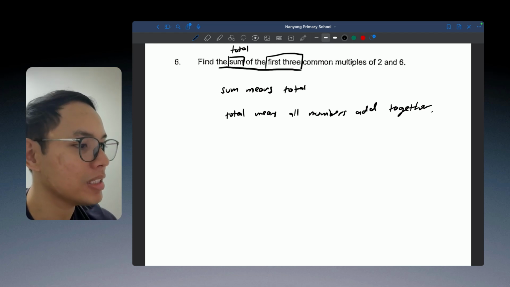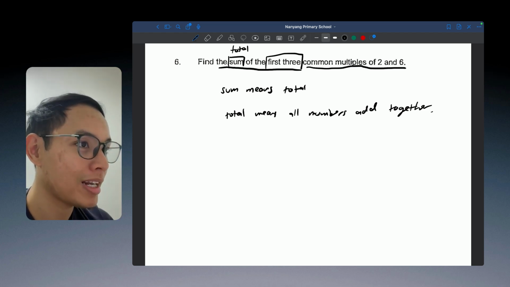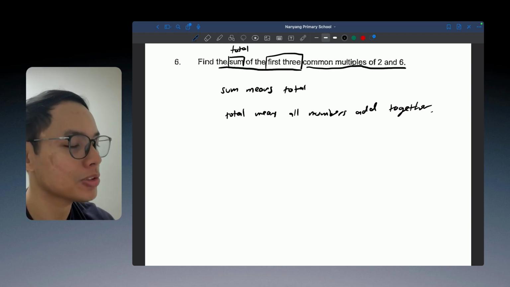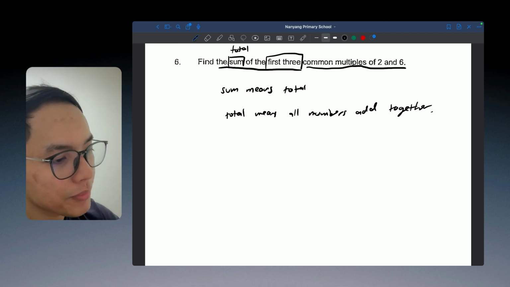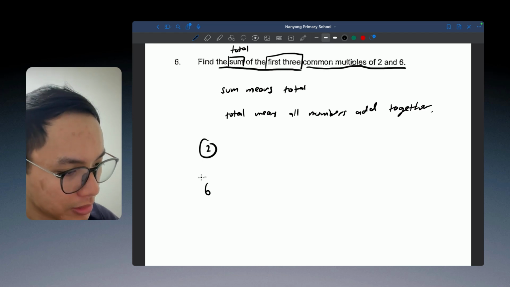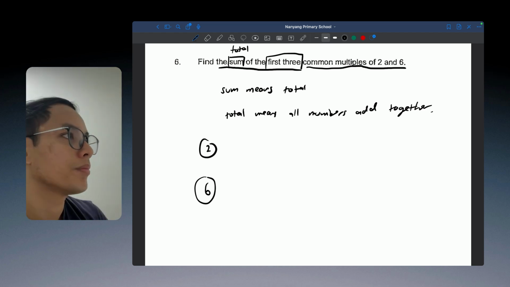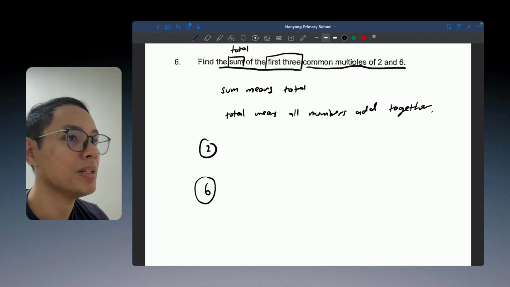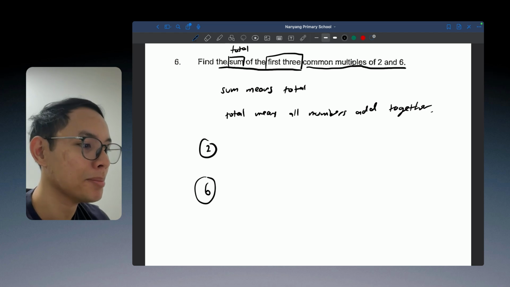And what are these numbers? Common multiples of 2 and 6. So what are the common multiples of 2 and 6? The first three common multiples. So let's do the common multiples. Let's have 2 and let's have 6. Usually with common multiples, what you need to do is go through all of the different numbers in a multiplication table. So you just need to find the common multiples of 2 and 6.